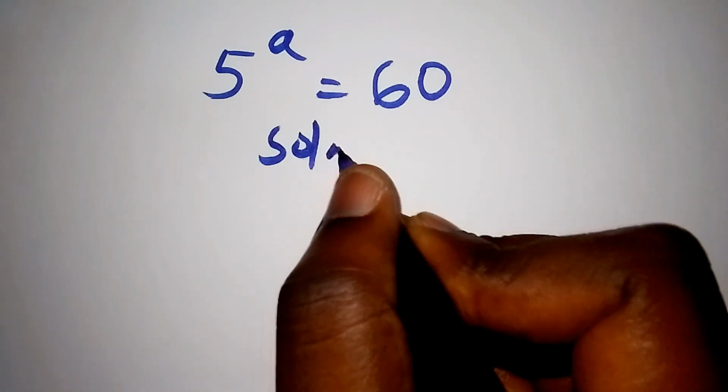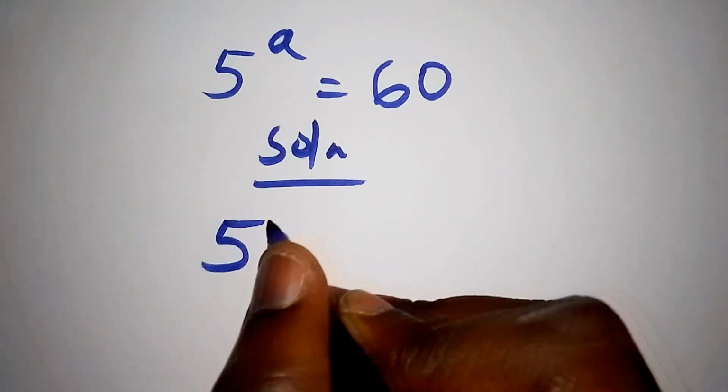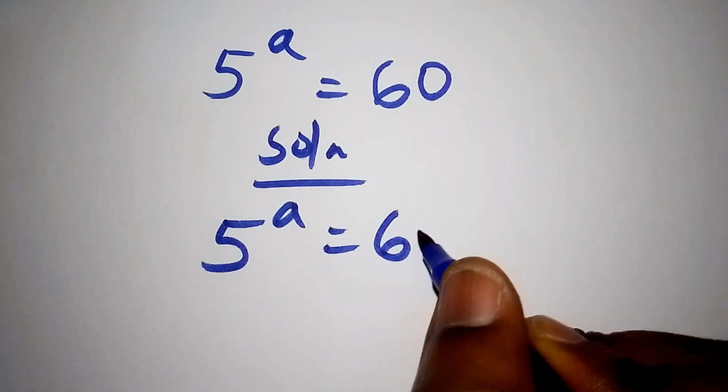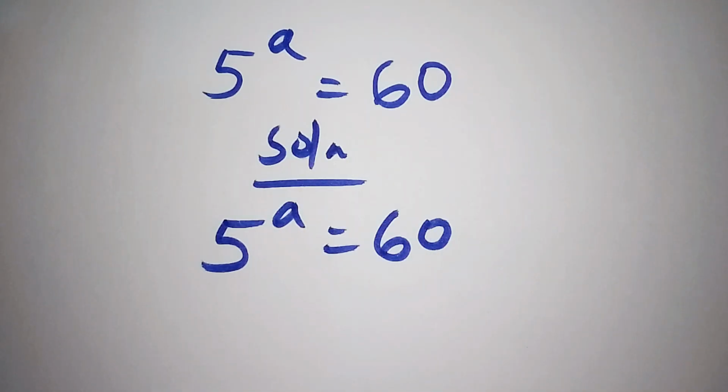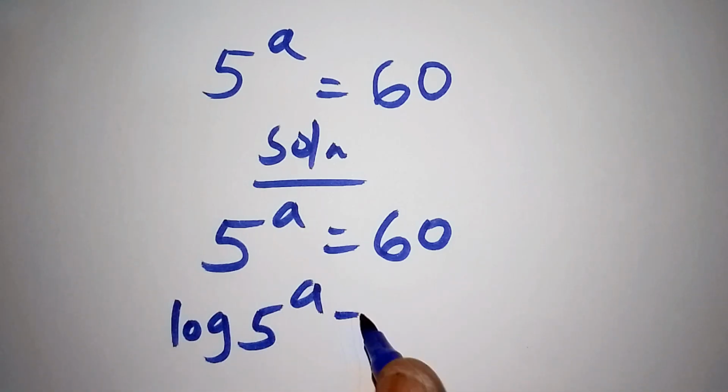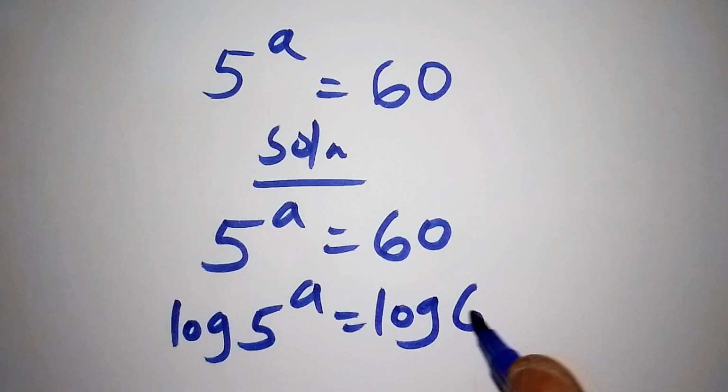So in our solution, we have 5 to the power of a is equal to 60. How do we find the value of a? It's simple. Let's work it out with the log. We shall now have the log of 5 to the power of a is equal to the log of 60.